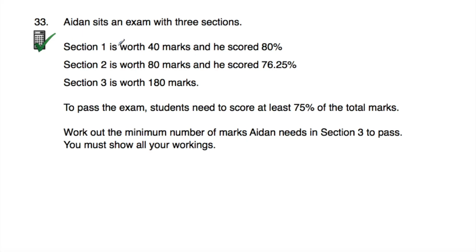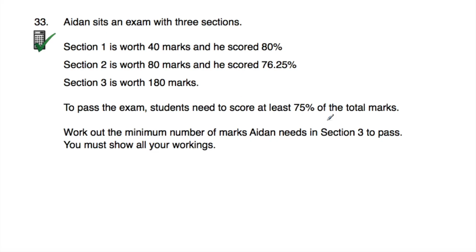Okay, so let's have a look at our next question, question number 33. Question number 33 says, Aidan sits an exam with 3 sections. Section 1 is worth 40 marks and he scores 80%. Section 2 is worth 80 marks and he scores 76.25%. And section 3 is worth 180 marks. To pass the exam, a student needs to score at least 75% of the total marks. Work out the minimum number of marks he needs to score in section 3 to pass. And we must show all our workings.